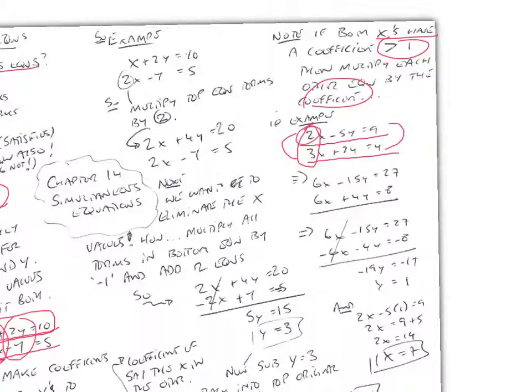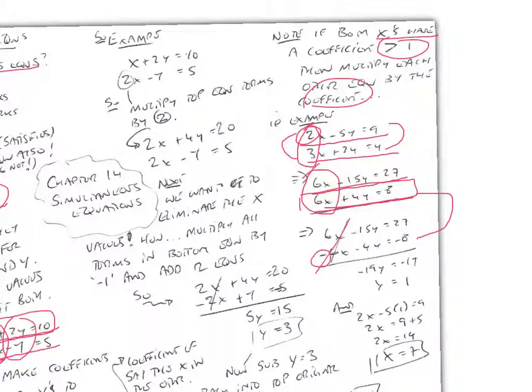So the top becomes 6x minus 15y equals 27. The bottom becomes 6x plus 4y equals 8. And you know, we've gone towards making these the same terms, which is what we want to do. Now we want to get rid of them, and we do that by multiplying all the terms in the lower line by minus 1, so we get this lovely minus here, and then we can say 6x minus 6x, goodbye.